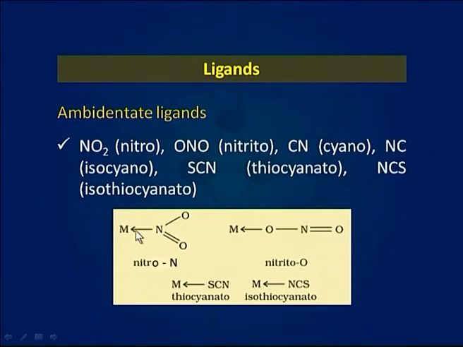When nitrogen forms a coordinate bond to metal, it is known as nitro, and when oxygen forms coordinate bond, it is known as nitrito. Similarly, in SCN, when sulfur forms bond to metal, it is known as thiocyanate, and when nitrogen forms bond to metal atom, it is known as isothiocyanate.